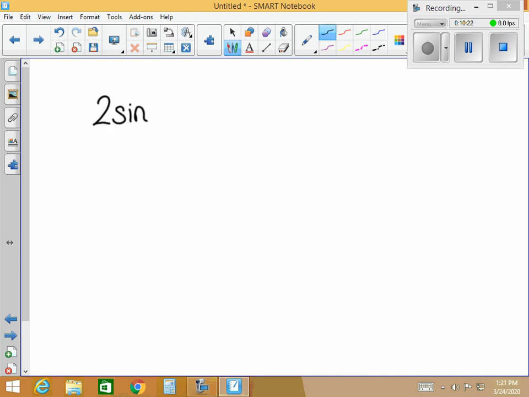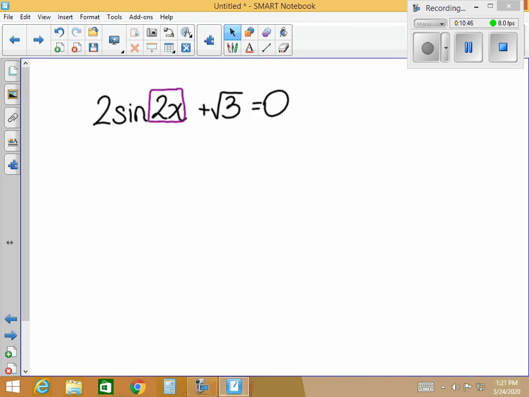Let's go back down the linear path for a minute and say we have sine of 2x plus square root of 3 equals 0. So my sine is to the first power, like it was in the very first video from this section. But the difference here is that I don't have a plain old x in my problem.